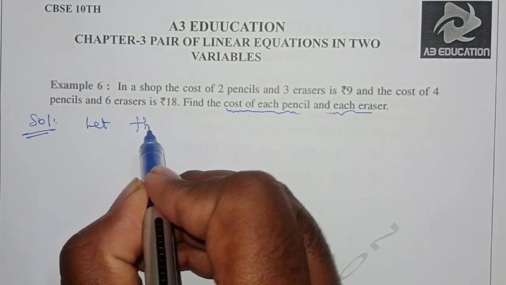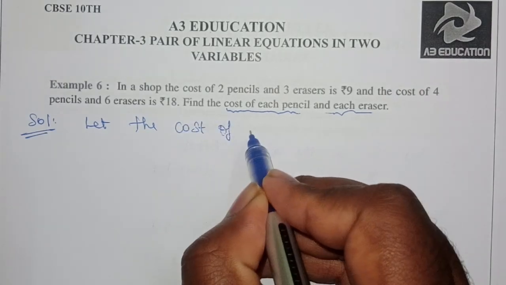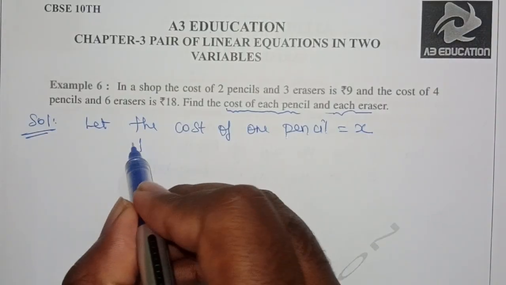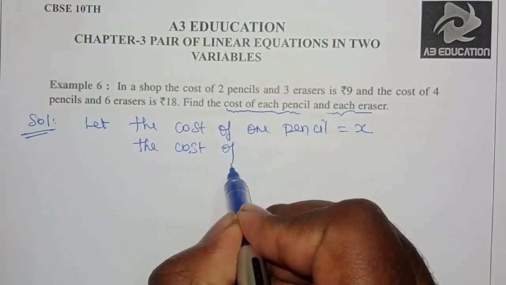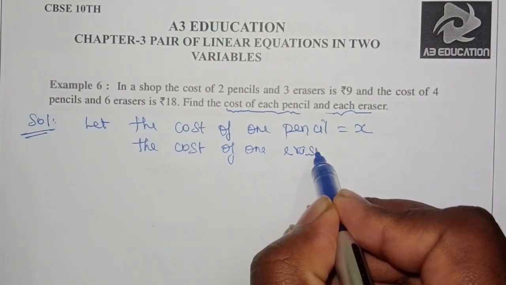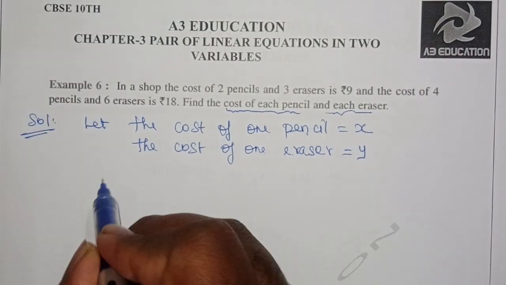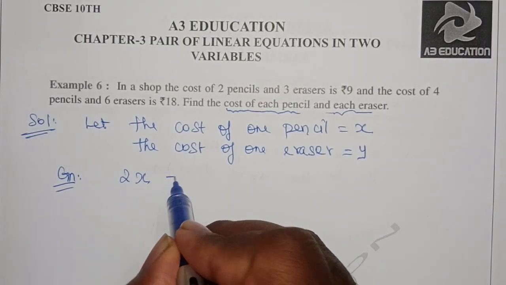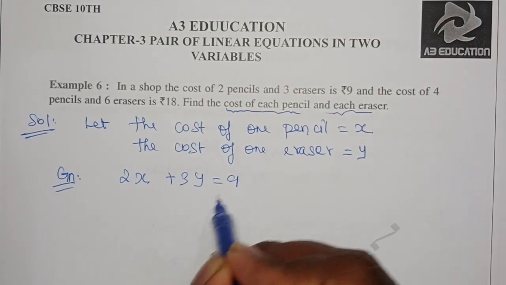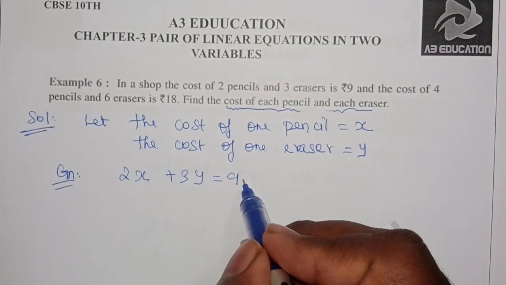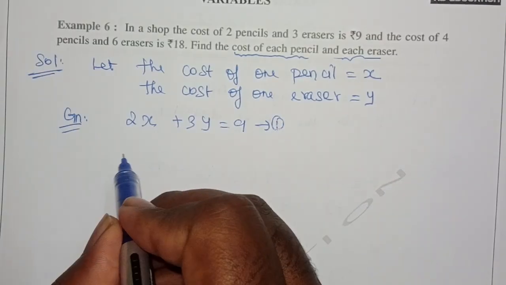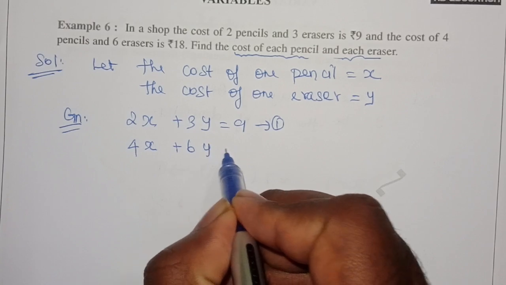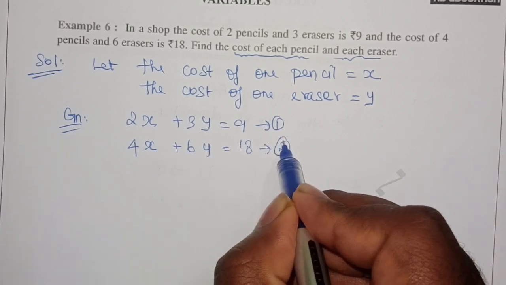Let the cost of one pencil equal x. The cost of one eraser equal y. Therefore, the given condition is 2 pencils, 2x, plus 3 erasers, is equal to 9. Let this be equation number 1. The second condition is 4 pencils plus 6 erasers is equal to 18. This is the second condition.